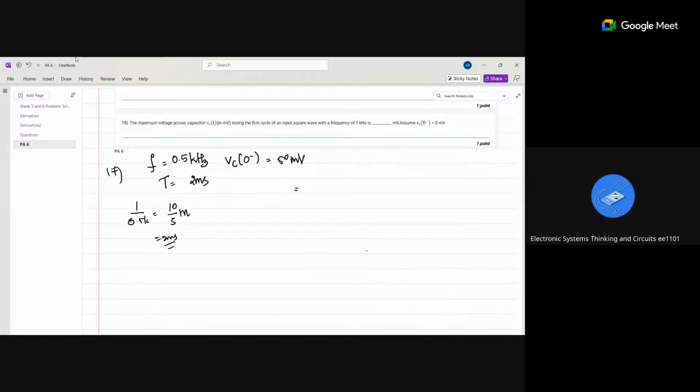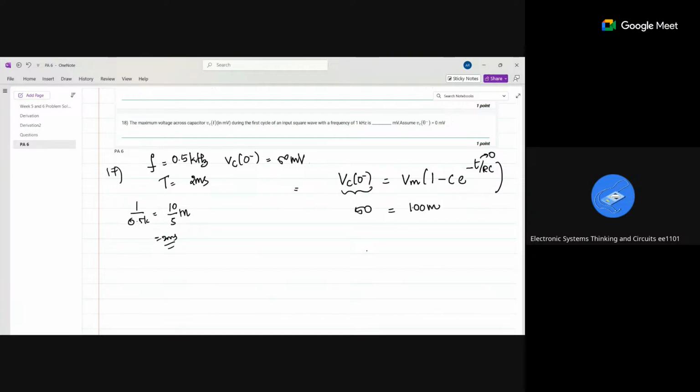Actually, we are applying the condition at time t equal to 0, right? So Vc of 0 minus is equal to Vm times (1 minus C e power minus t by Rc). At time t equal to 0, this condition we are applying. At time t equal to 0, we also have to apply 0, right?